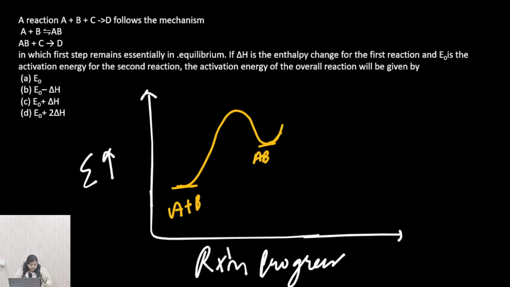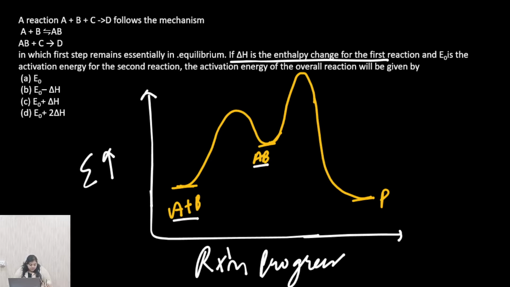Then this AB reacts with some C component and goes through some activation energy, leading to the final product B, which I am considering the stable one, and an exothermic reaction takes place. Now I have been given that delta H is the enthalpy for the first reaction. The first reaction is A plus B giving AB, and the enthalpy is this gap. This is the enthalpy of this reaction, right?